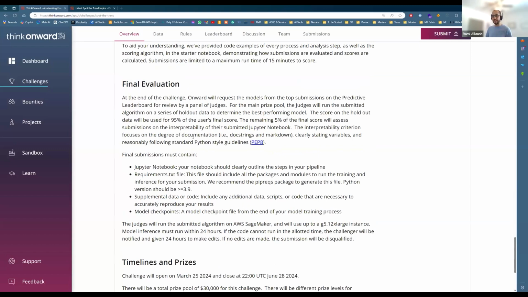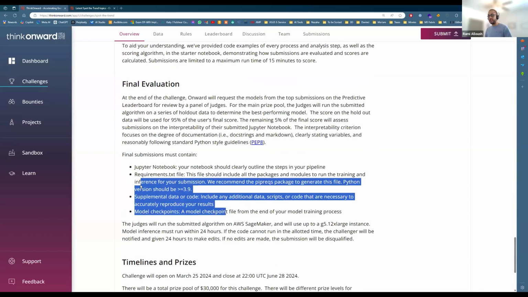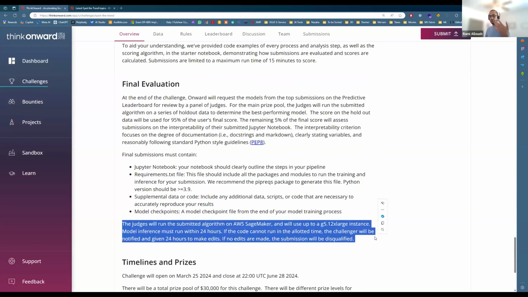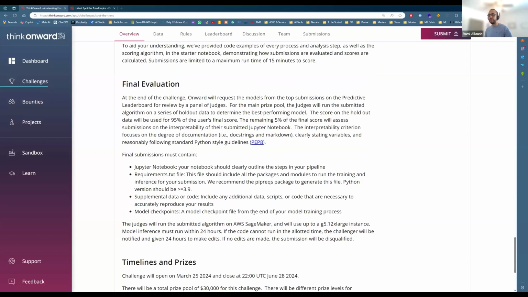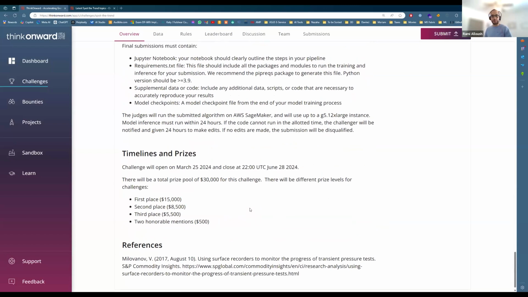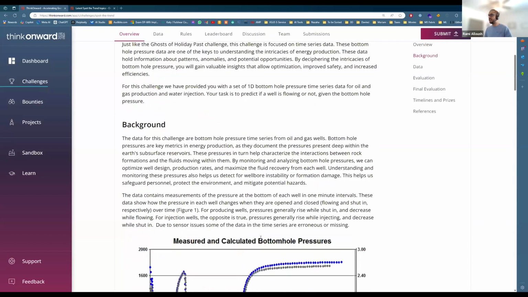Again, this is when you are really serious, like you are really winning. What they will take, what you should submit: they will take your code and run it. As I said, they will submit an algorithm on AWS. It will take 24 hours. There are a lot of details about the actual competition, the actual prizes, when the competition ends officially, and so on. So this is the competition.